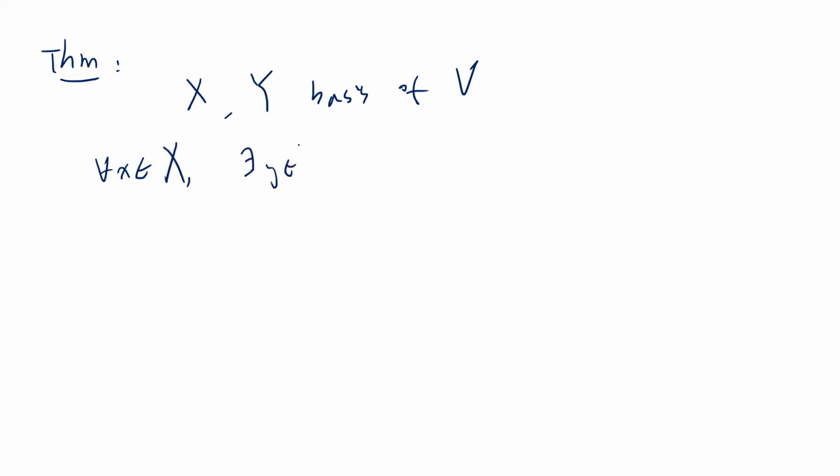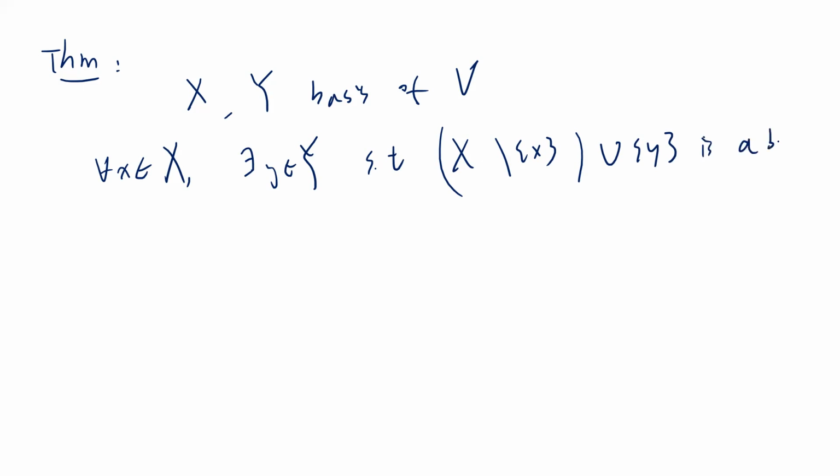Let's talk about the next one. The next is also interesting, which people usually use, but they don't know why. The proof is seldom mentioned. So let V be a vector space, and X, Y be bases. So you have two bases of V. And for every x belonging to X, there exists y belonging to Y such that (X delete x) union y is a basis. So this is called the exchange lemma.